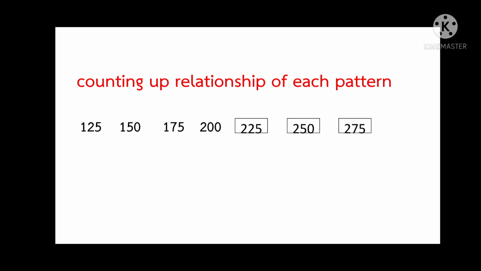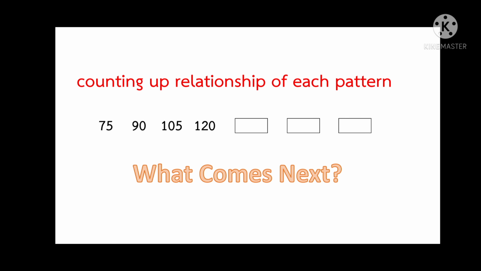So we found the missing numbers by counting up the relationship of each pattern. Here, this is our answer. Very good. So let's solve another problem. Counting up the relationship of each pattern. Look at the numbers carefully and try to find the pattern and find the missing numbers. What comes next?